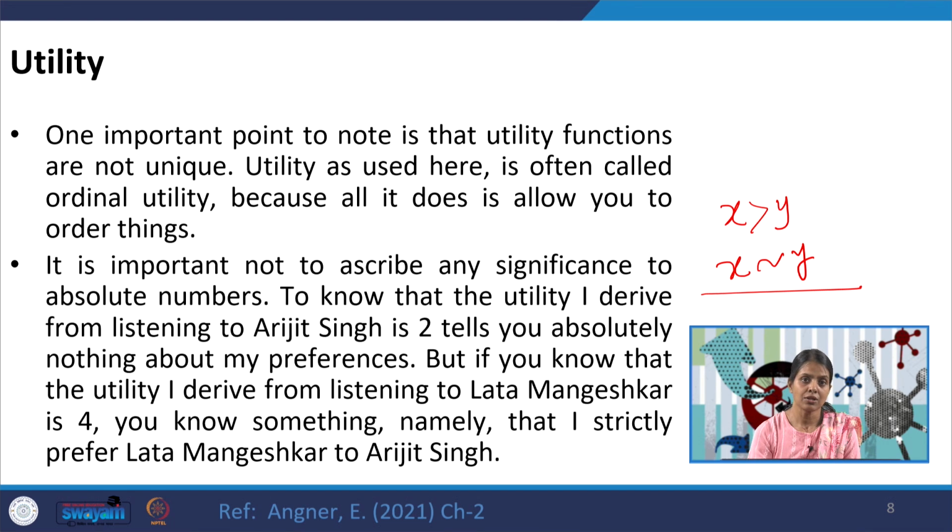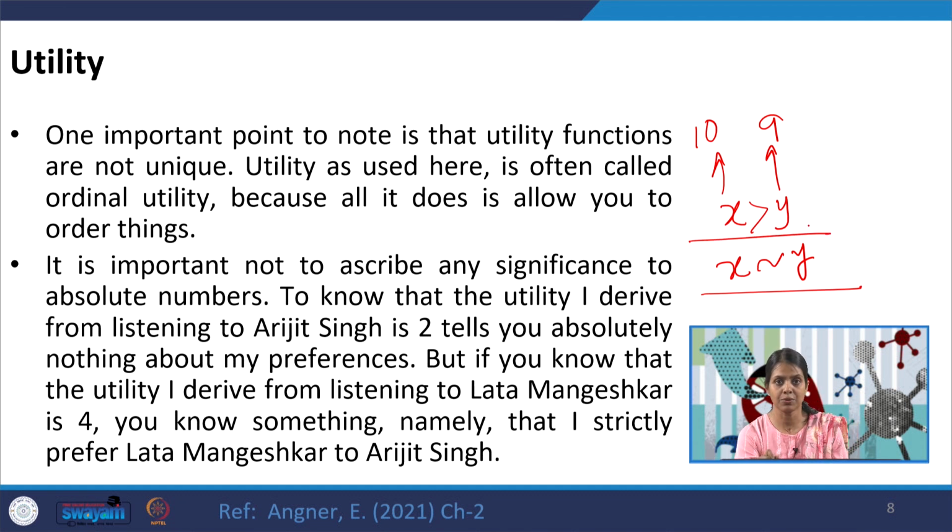It is important not to ascribe any significance to absolute numbers. For example, if we assign numbers to x and y, say x is 10, y is 9. To know that the utility I derive from listening to Arijit Singh is 2 tells you absolutely nothing about my preferences. But if you know that the utility I derive from listening to Lata Mangeshkar is 4, you know something, that I strictly prefer Lata Mangeshkar to Arijit Singh. So, basically having this number 10 and 9 simply signifies that x is preferred to y. The numbers themselves do not say anything.